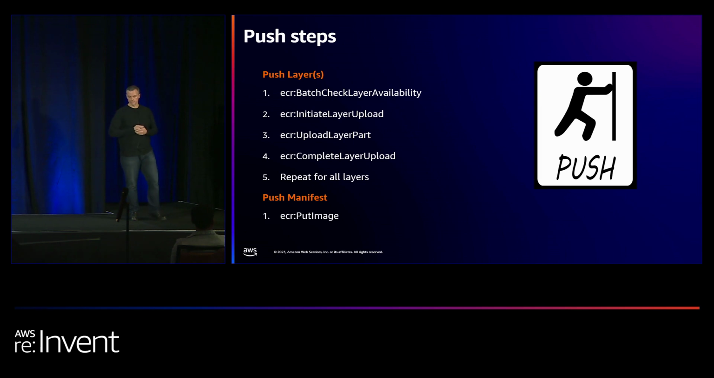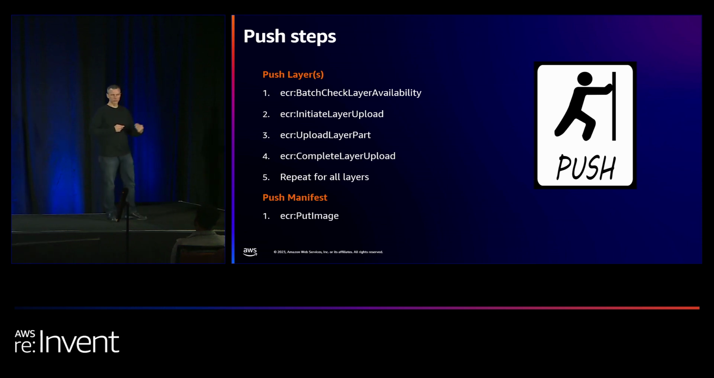So that push that Rafa did on his laptop looked like one step, but under the covers, there's actually multiple calls happening from the Docker client to ECR. And these are the names of our APIs. We'll get into what they are in the OCI spec in the next slides, but this is the list of them. What's interesting about this is it actually starts with the layers first and ends with the manifest.